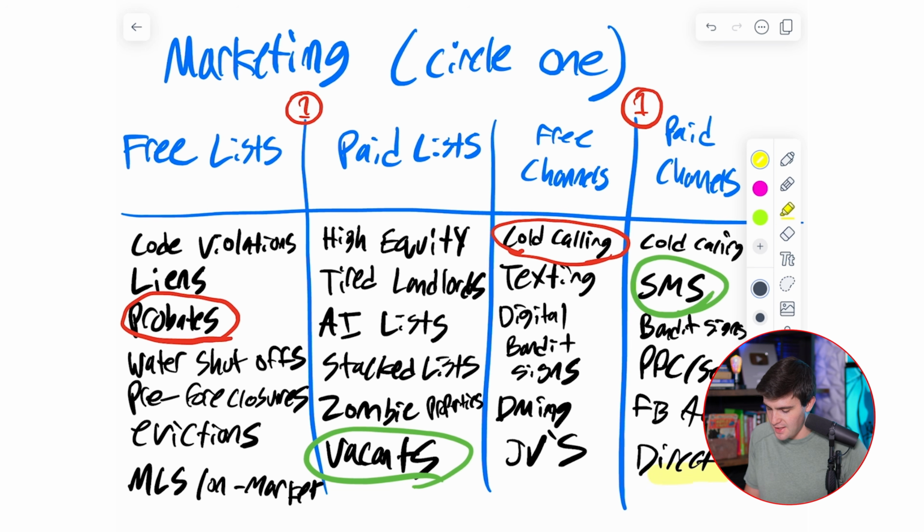If I'm going to do, let's say, a direct mail list, I'm going to probably use high equity for that too. So I'm just circling one. I'm trying to color code it, make it a little easier, but you have to choose one. You can't go out here and do a bunch of different ones because you're a beginner and you're just getting started. Now, when you're more advanced, you can group them all in.